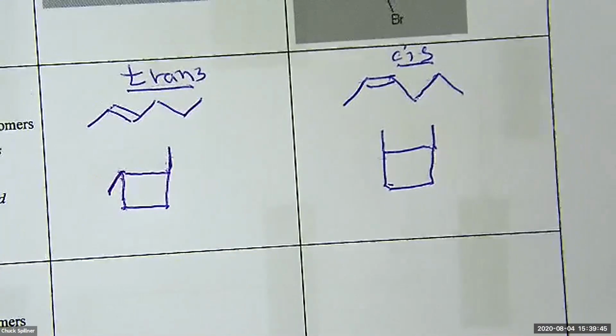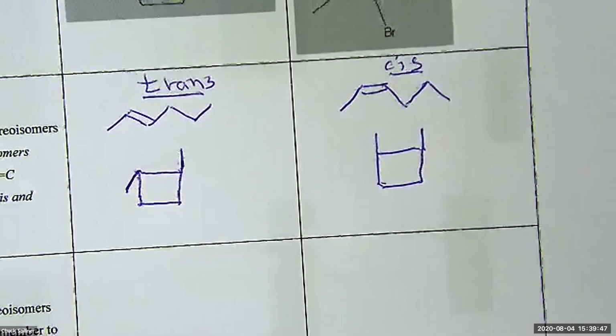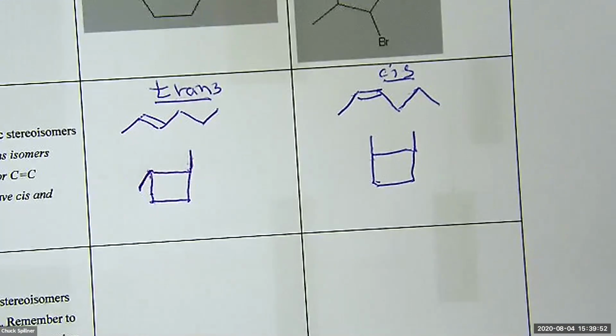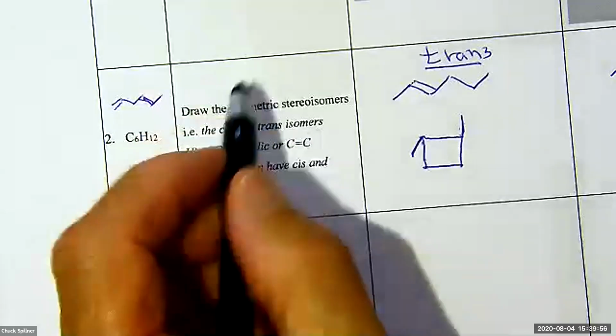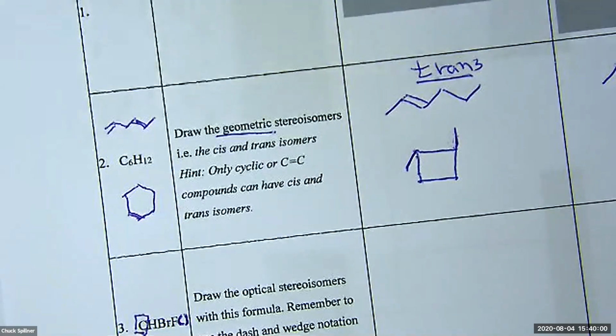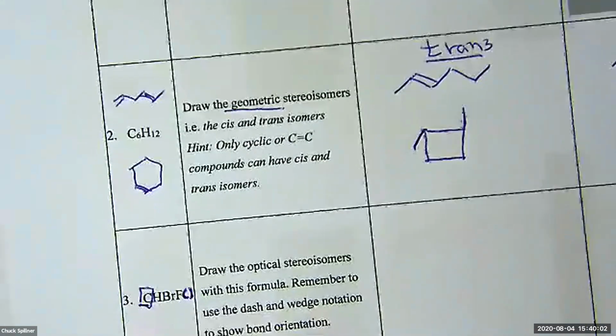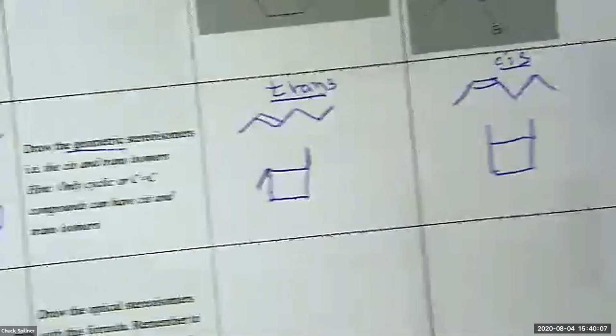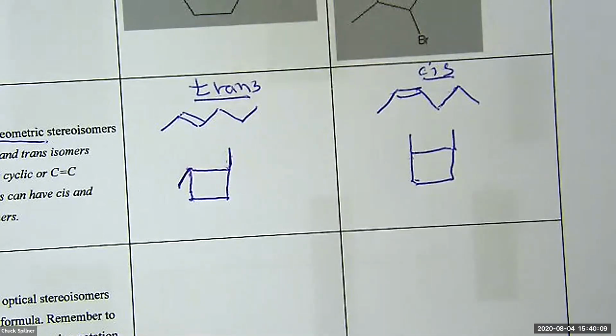So there's a couple ways. There are more cis and trans isomers you can draw from C6H12. So that was in the instructions. Geometric. And there's a little hint: only cyclic or C=C double bond compounds have cis and trans. So that's what I drew. There's a couple of other possibilities. If you want to practice, you could do that too.